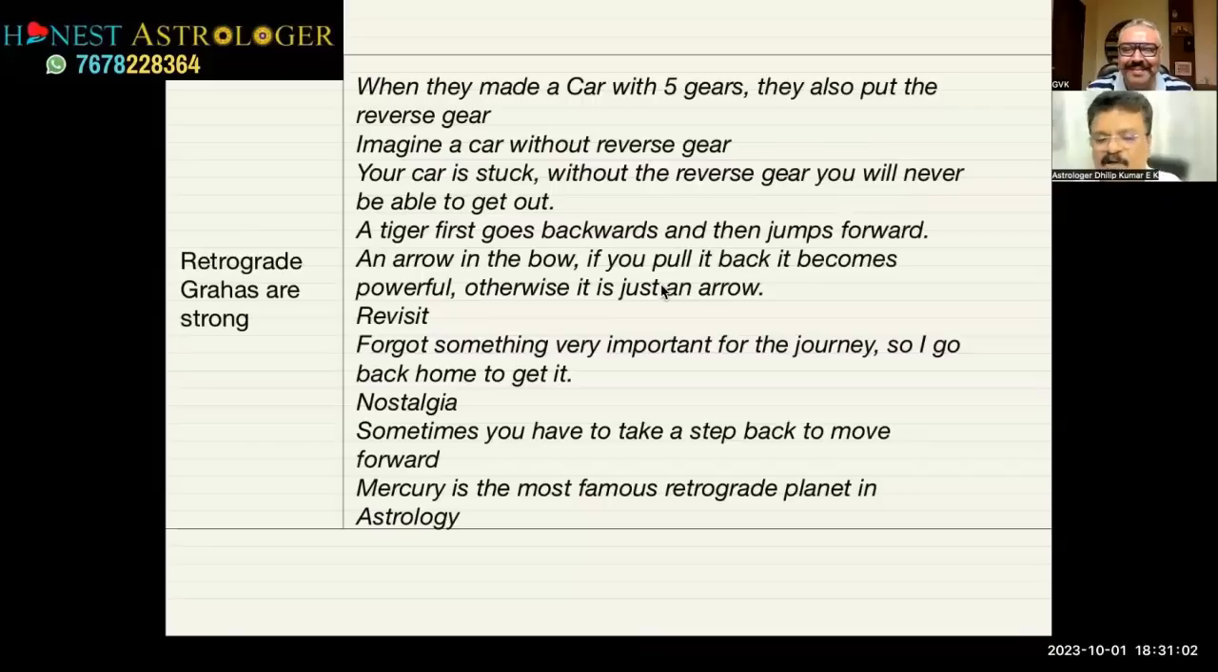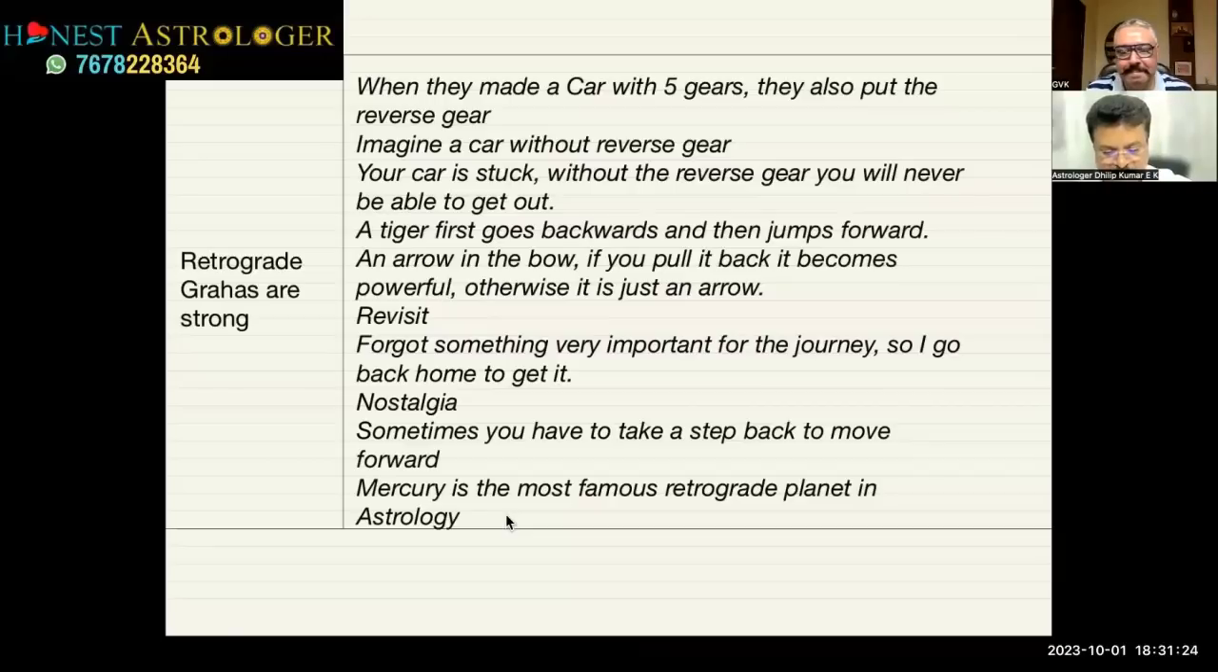So yeah, retrograde grahas are more intense, and when you read it, for example, in the Western world, so much you can see in the last line. Mercury is the most famous retrograde planet, right? And even in our case also, we said, okay, we'll wait for Mercury. Sometimes there is sense, because that's how astrology is, right?